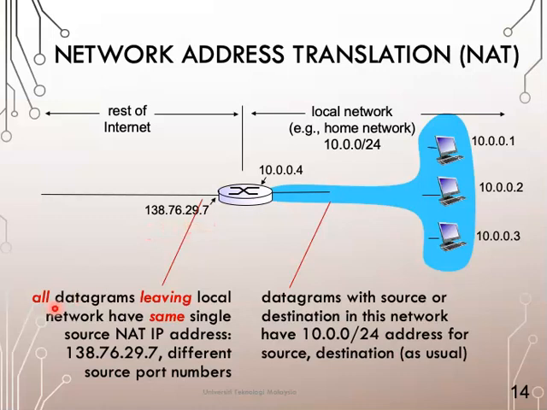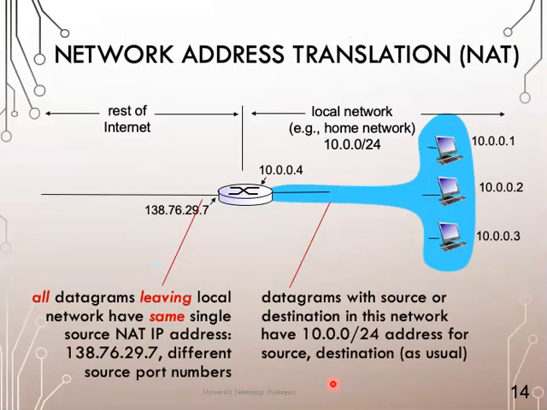138.76.29.7. So all datagrams leaving the local network will have the same single source NAT IP address, which is this address, however different source port numbers. And datagrams with source or destination in this network will have 10.0.0.4/24 address for source destination, which is as usual.